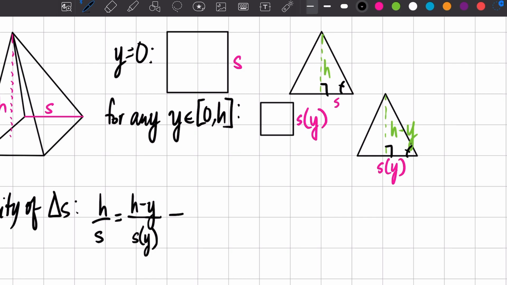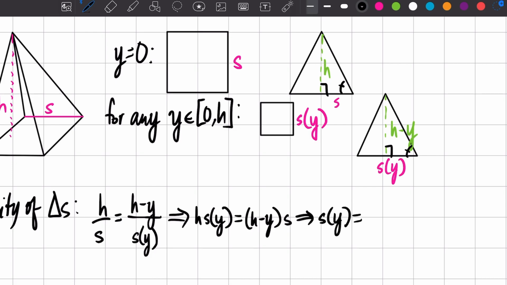And we solve for s of y here by cross multiplying. We have h times s of y equals h minus y times s. Then dividing both sides by h, we get here s of y equals s times h minus y all over h. Okay?